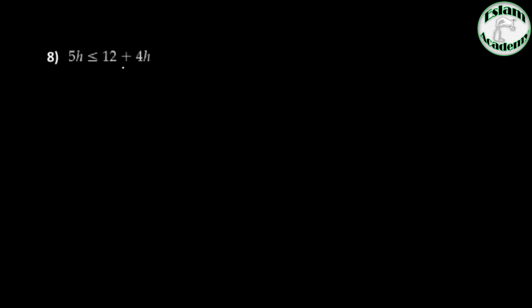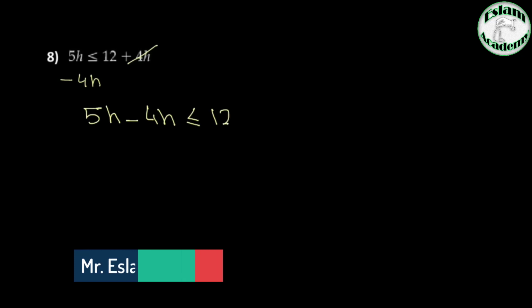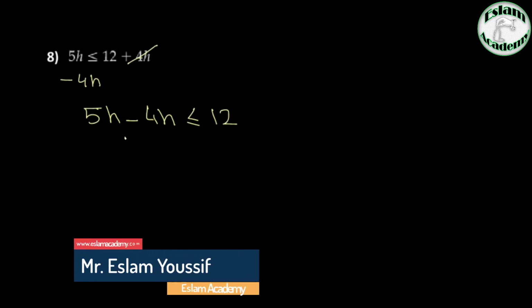5h is less than or equal to 12 plus 4h. Because we have 4h positive on the right hand side, we'll subtract 4h. So the inequality now will be 5h minus 4h less than or equal to 12. 5h minus 4h equals h, less than or equal to 12.